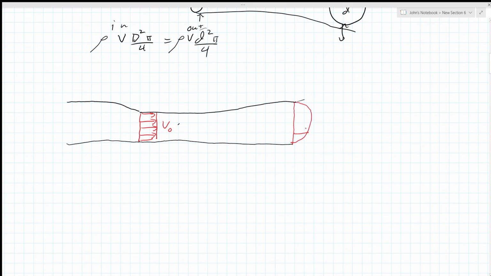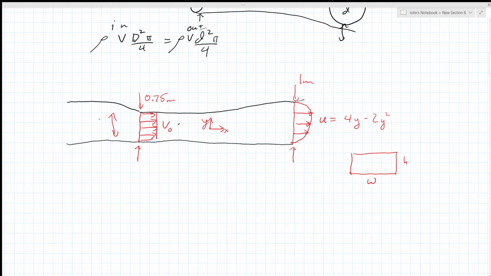It's going to look like a parabola here. We'll say this profile has a velocity profile of 4y minus 2y squared, and we'll say this has a height of 0.75 meters. This is a height of 1 meter. We're going to say it's a rectangular cross-sectional area where this is h and this is w, where this direction here is h. So we want to know what V0 is equal to. Let's find that out.